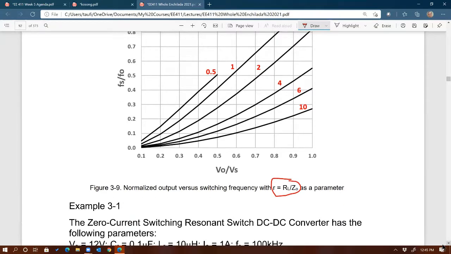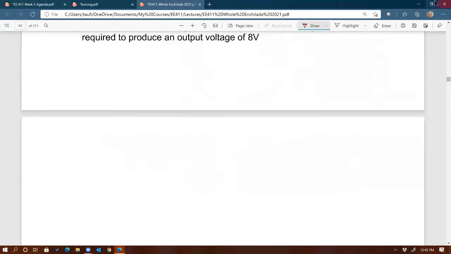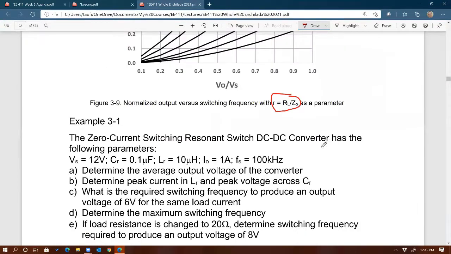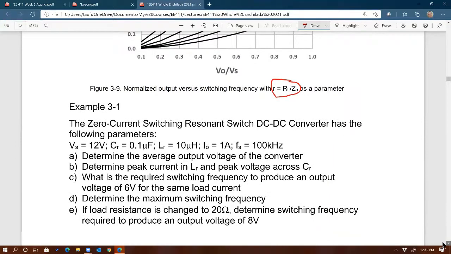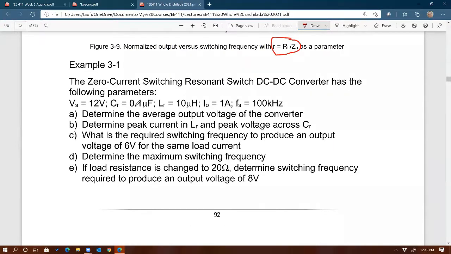So let's look at an example here. We have ZCS, right, with the following parameters: 12 volts input, resonant capacitor 0.1 microfarad, inductor 10 microhenries, I out is 1 amp, switching frequency 100 kilohertz. And then part A, determine the average output voltage of the converter, determine peak current in L and C, and what is the required switching frequency to produce an output voltage of 6 volts, determine the maximum switching frequency, and if the load resistance changes, right? So basically we are changing the output current by doing this. Determine the new switching frequency.